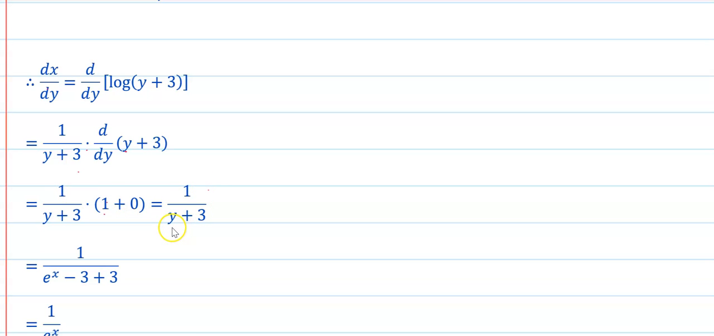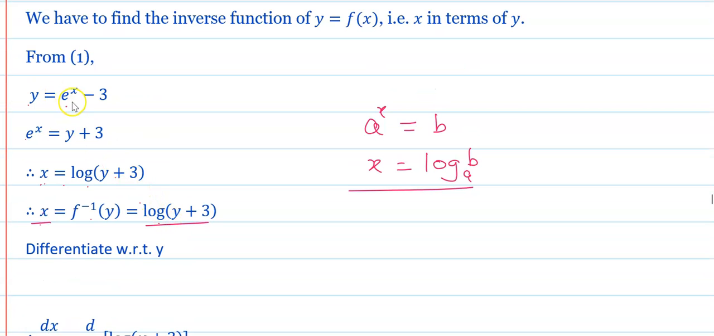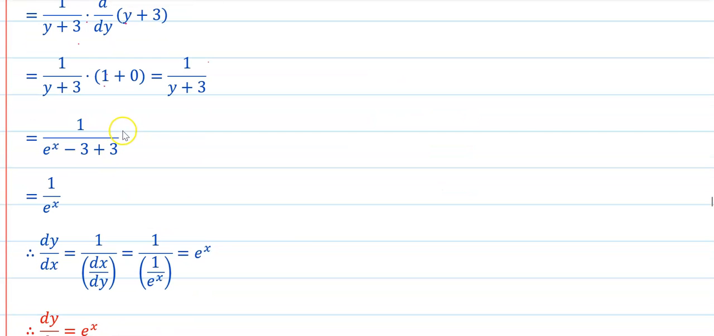But what is y again? Y is e raised to x minus 3. Here we have substituted the value of y. Y is equal to e raised to x minus 3. So this is e raised to x minus 3 plus 3; minus 3 and plus 3 get cancelled, and hence you get dx upon dy. What is dx upon dy? It is 1 upon e raised to x.